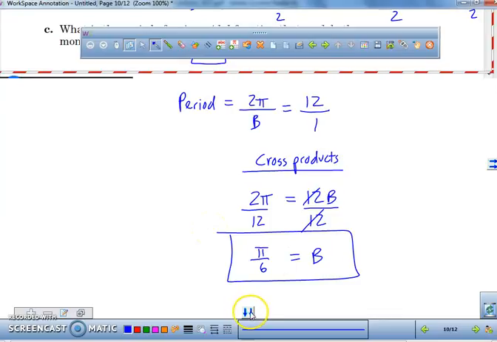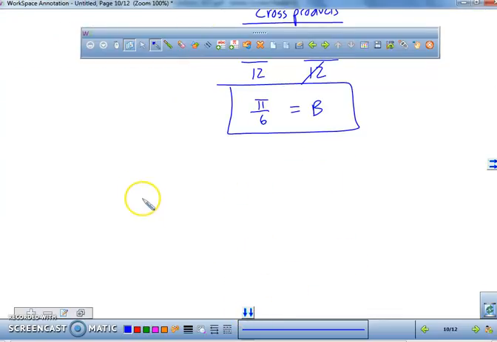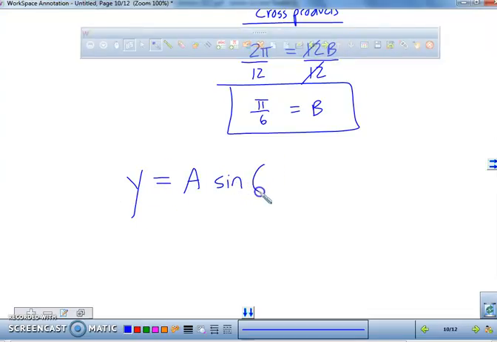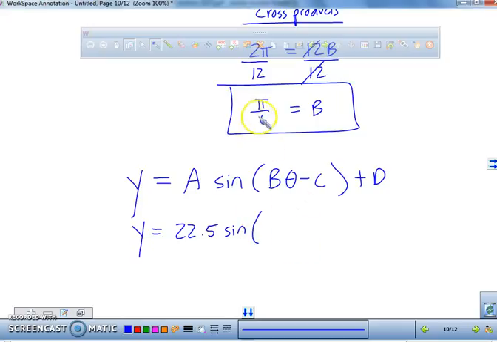Pi over 6. Now what we're going to do is write down everything we have. Y equals A sine, open parentheses, B theta minus C, close parentheses, plus D. What is our A value, everybody? Got it. Sine. What's our B value? Pi over 6. We're going to put pi theta over 6 minus C, close parentheses, plus, what's our D value? 54.5. Very good.